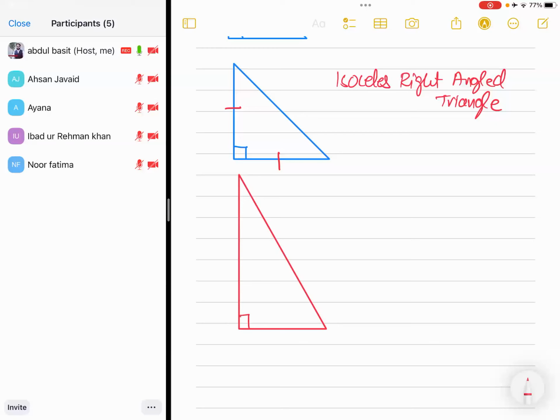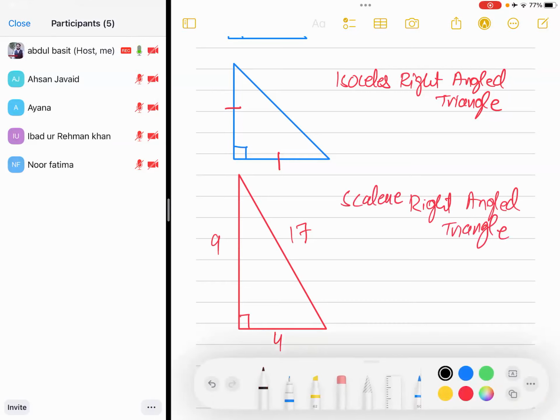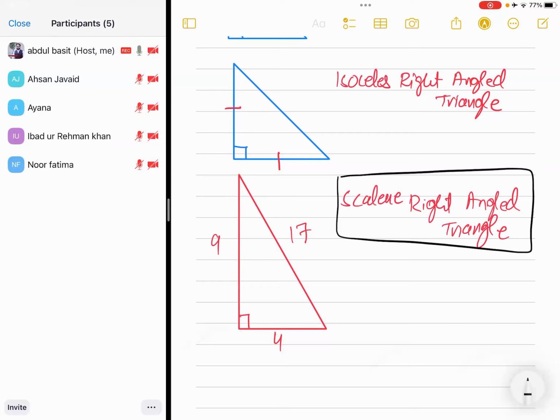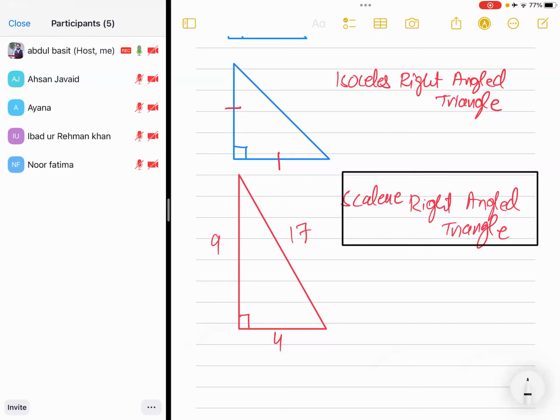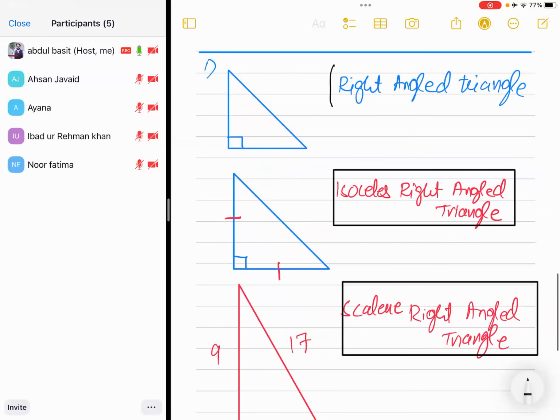angle triangle, but for example, this is 9, this is 4, and that is 17. I know that this is a right angle triangle, right, Noor? Yes. Okay, but at the same time, it is scalene as well because all sides are different. Agree? Yes, sir. So these are the tricky questions. It can come in the exam for 1 mark only.